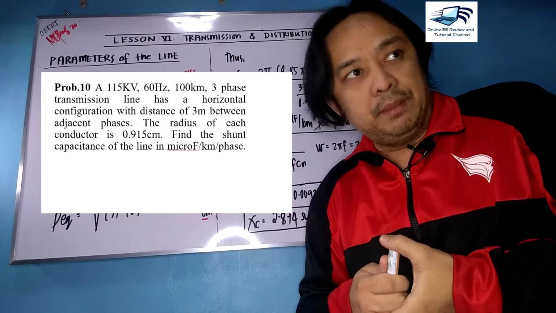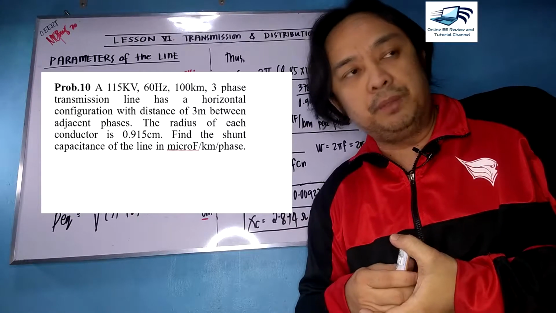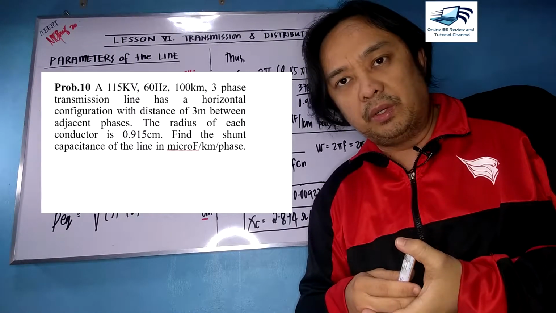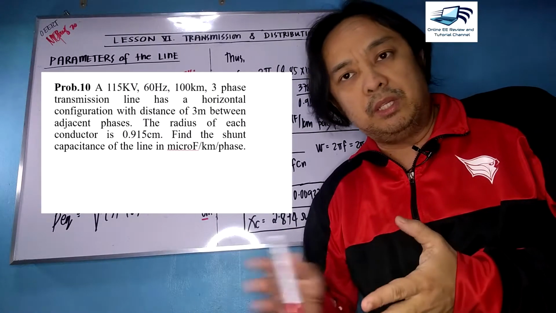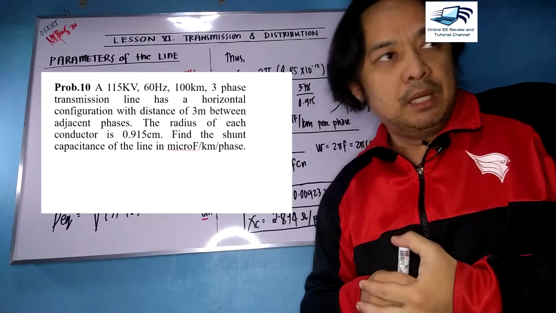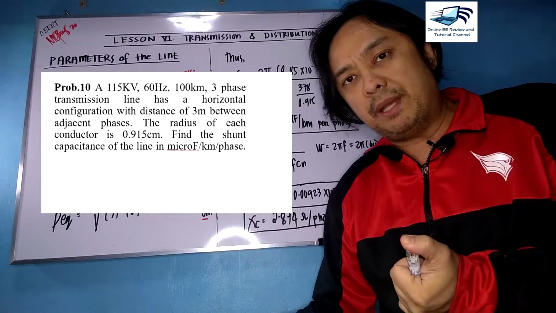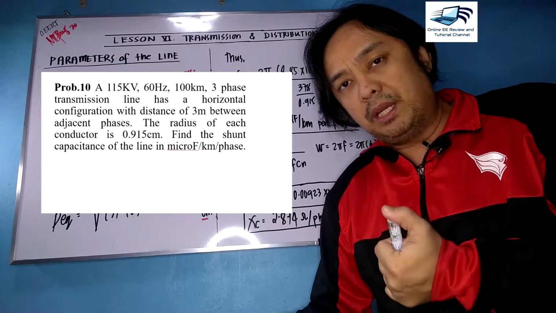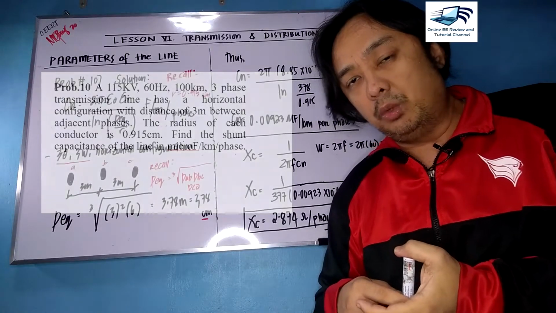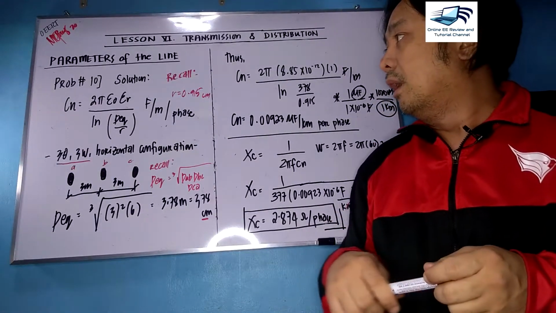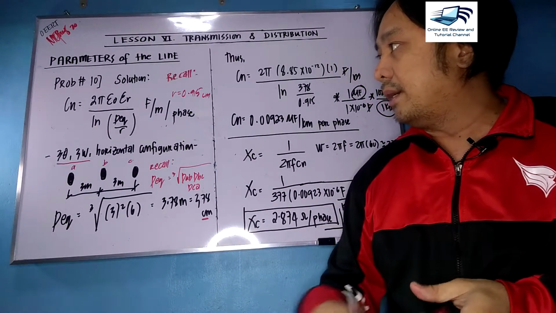A 115 kV, 60 Hz, 100 kilometer 3-phase transmission line has a horizontal configuration with a distance of 3 meters between adjacent phases. The radius of each conductor is 0.915 centimeter. We need to find the shunt capacitance in microfarad per kilometer per phase basis, as well as the capacitive reactance in ohms per phase.